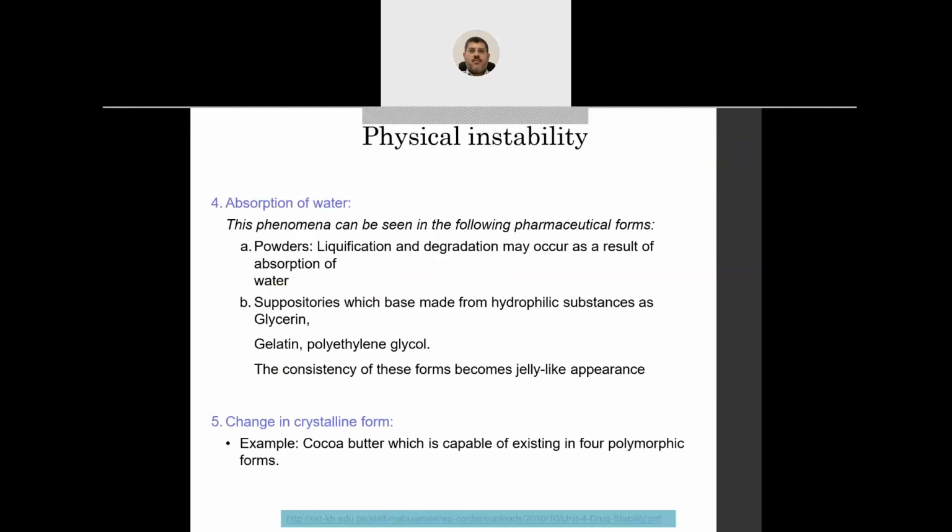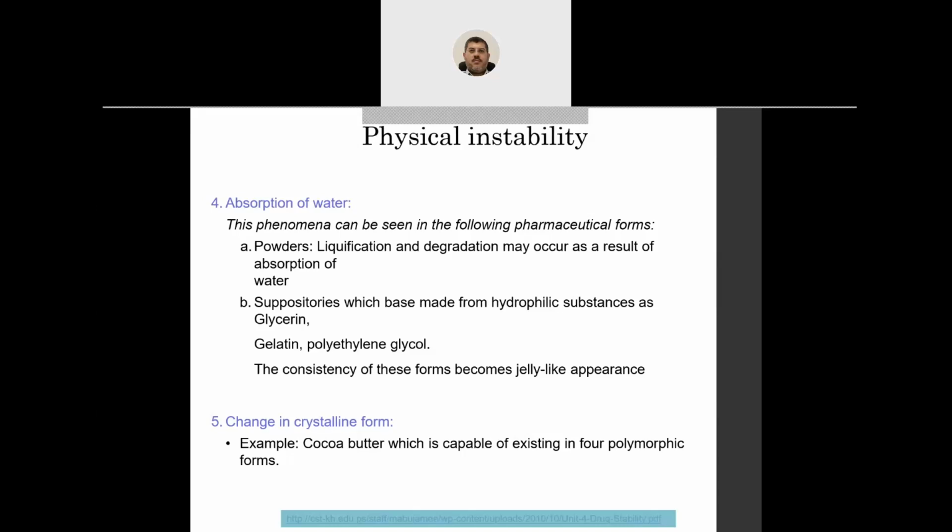Glycerin is one example of the humectants that are added to the dosage forms to keep their water content without change during storage. Contrary to this, some dosage forms may absorb water, and it can be seen especially in dry substances like powders, where liquefaction and degradation may occur as a result of absorption of water. So especially if you have a moisture sensitive drug in your formulation, whether tablet or powder, whatever the dosage form, absorption of water may lead to degradation of the active pharmaceutical ingredient.